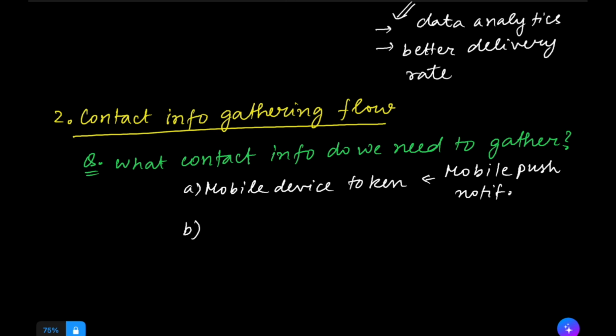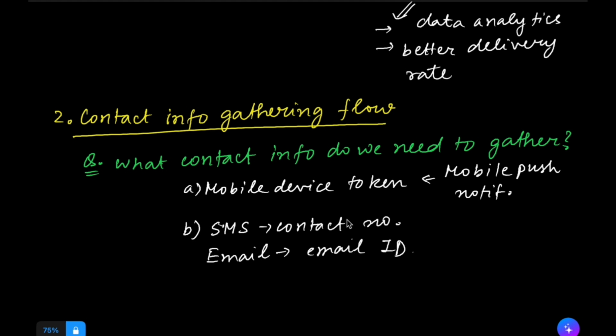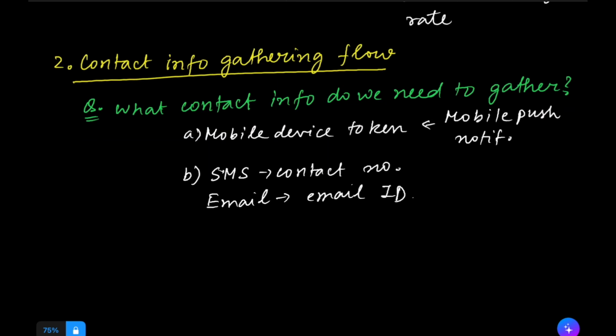Suppose we want to send an email or an SMS to a particular user. For SMS we require the phone number, the contact number. For email we require the email ID of the user. So these are the basic pieces of information, like the mobile device token, the contact number, and the email ID, which we need to gather. And the next question is, how do we gather this info?